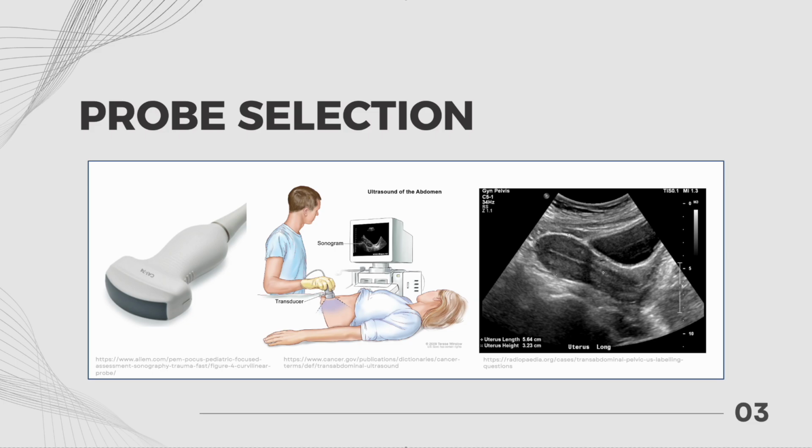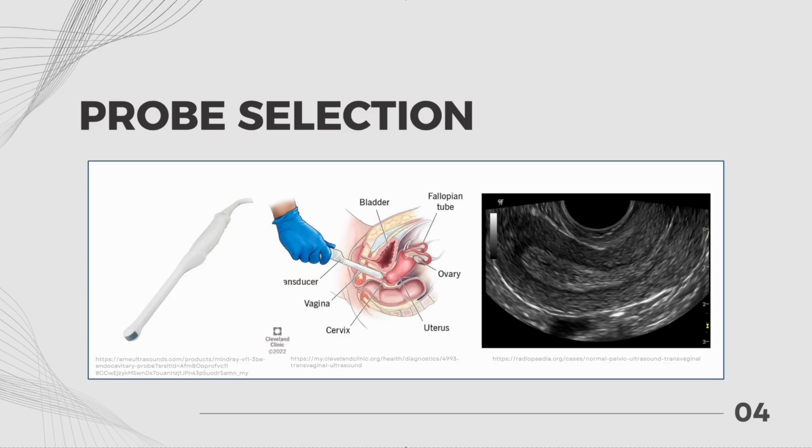So first we have transabdominal ultrasound using the curvilinear probe. This gives us a broad overview of the uterus, adnexa, and large pelvic masses. It is useful for patients who cannot tolerate transvaginal scanning or for very large pathologies which would not be adequately projected.